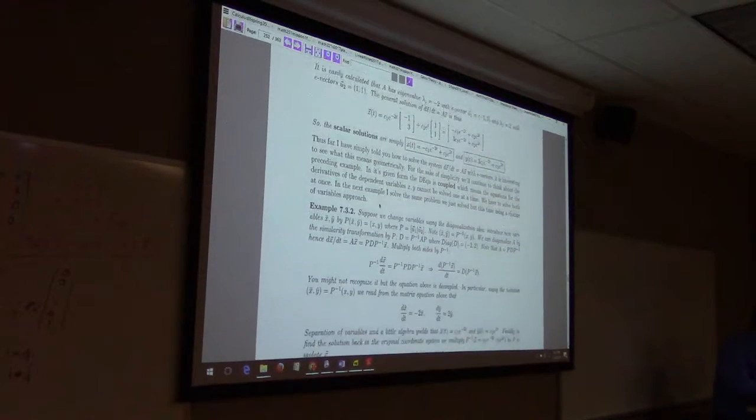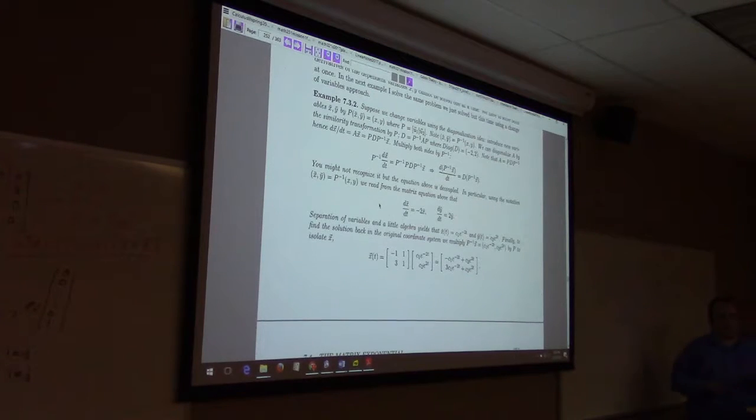The other way of looking at it is to change variables to the eigencoordinates. You find these eigenvectors, you change to eigencoordinates. In the eigencoordinates, that differential equation just becomes dx bar/dt equals minus 2x bar, and dy bar/dt equals 2y bar. Now the change in x bar just involves x bar. The change in y bar just involves y bar. We've decoupled the problem using eigenvectors, actually eigencoordinates.